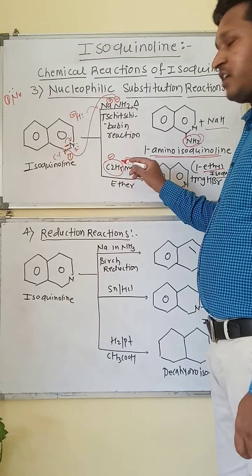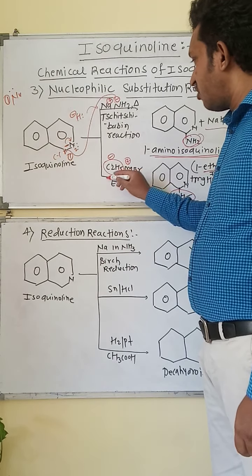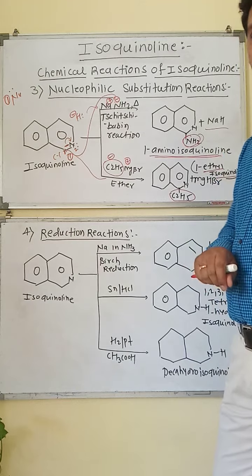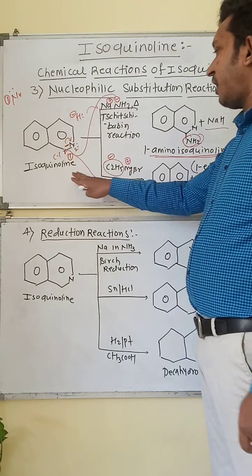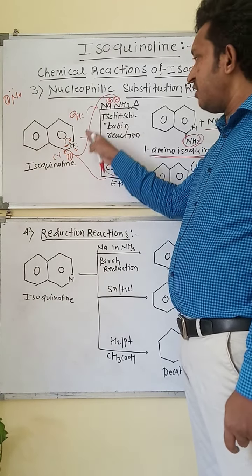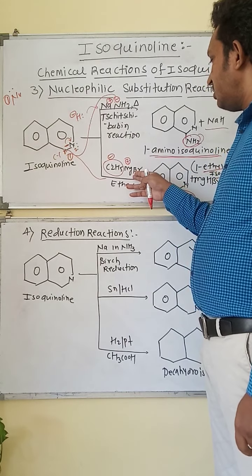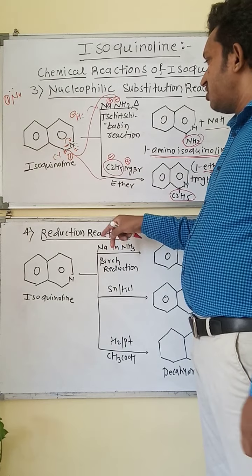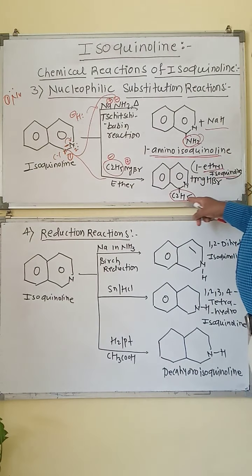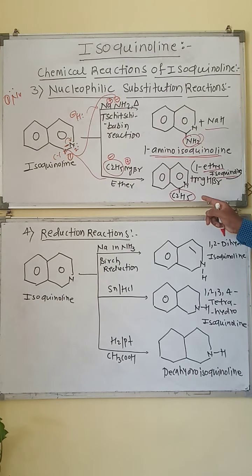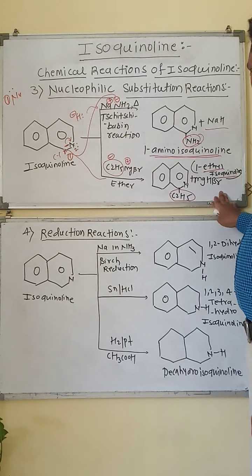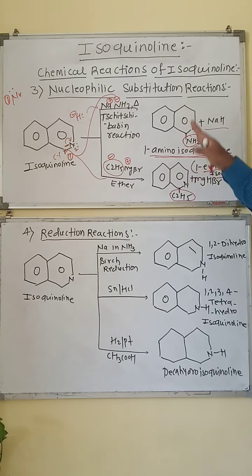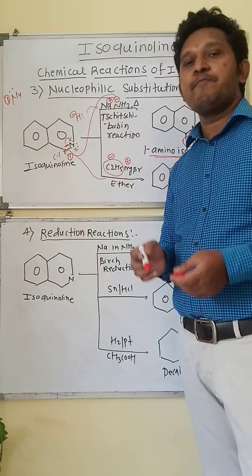So ethyl acts as a nucleophile and attacks the first number position of the isoquinoline ring, and there is a replacement of the hydrogen in the form of the hydride ion, which is attached to the MgBr, or to magnesium. So we get C2H5 on the first number position, that is 1-ethylisoquinoline, along with magnesium hydride and bromine. Okay, so this is about the nucleophilic substitution reactions of isoquinoline.